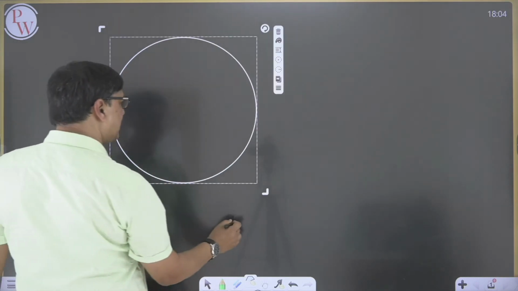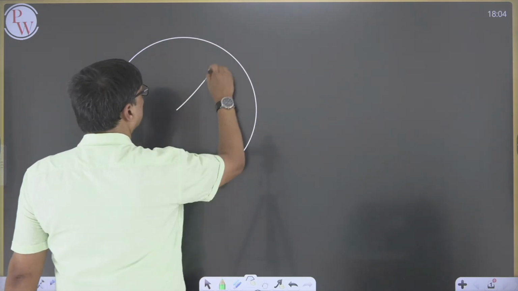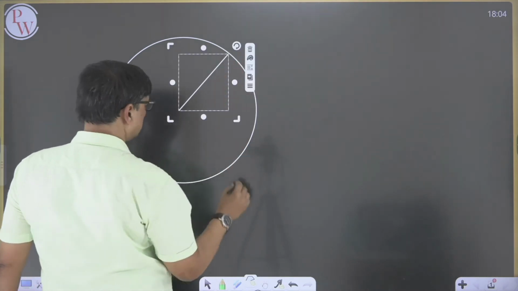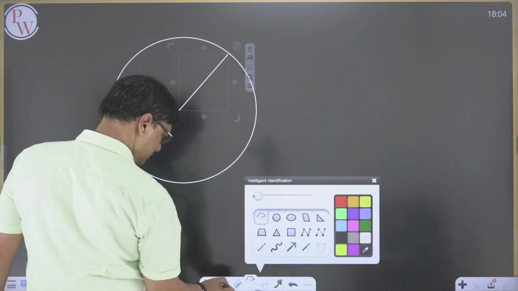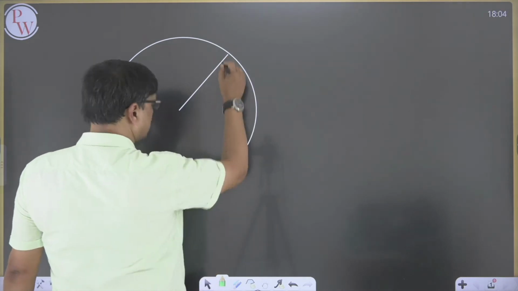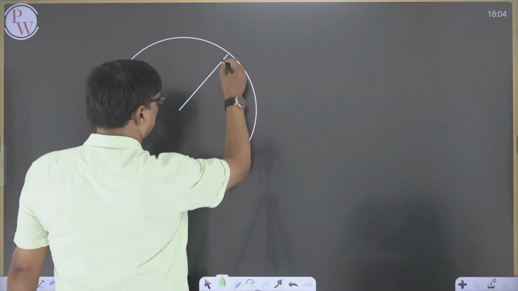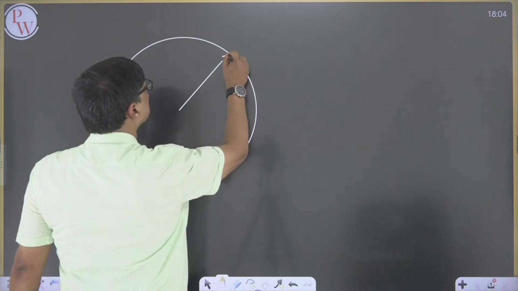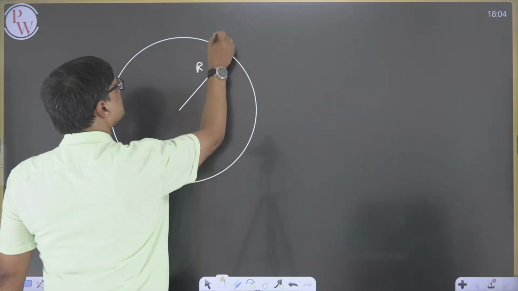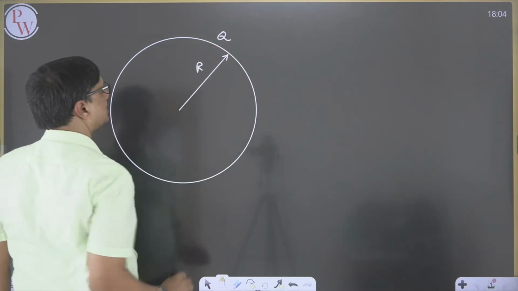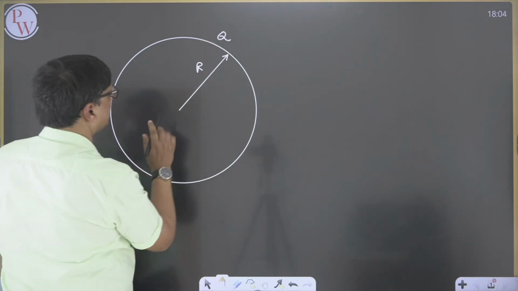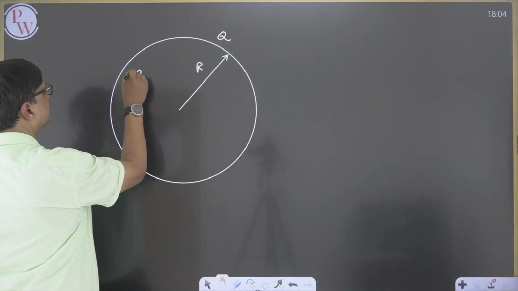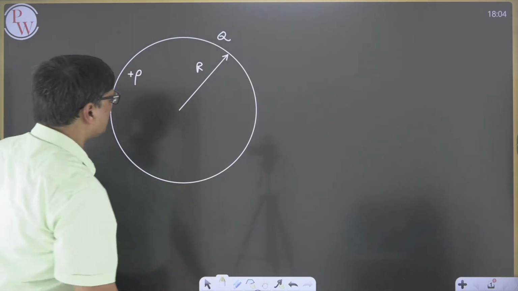Suppose that is the same body whose radius is capital R, let's say capital R, charge given is capital Q. I am not drawing the charges to make it simple. This is positive charge density rho.